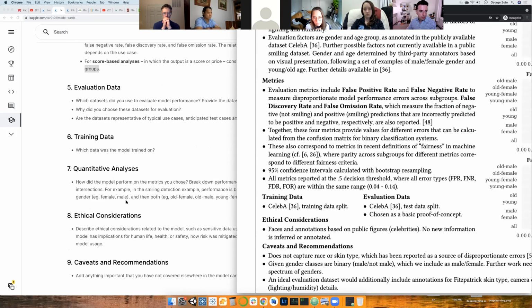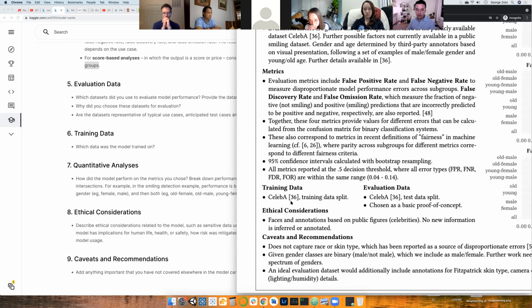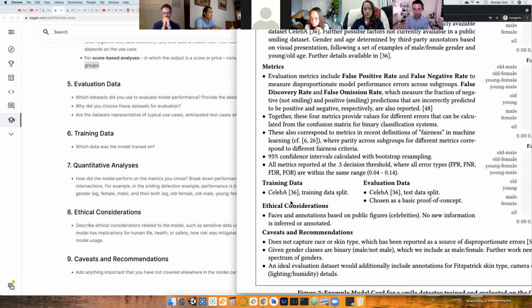Then training data. What training data did this model use? This training set here is the training data, and then for evaluation, the test data, chosen as a basic proof of concept. That was the training data. Seven was the quantitative one.